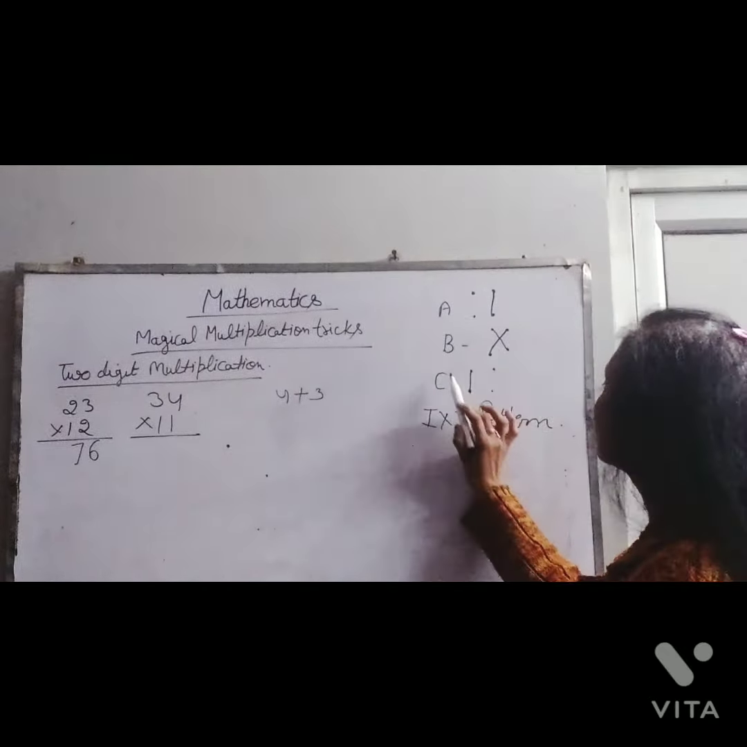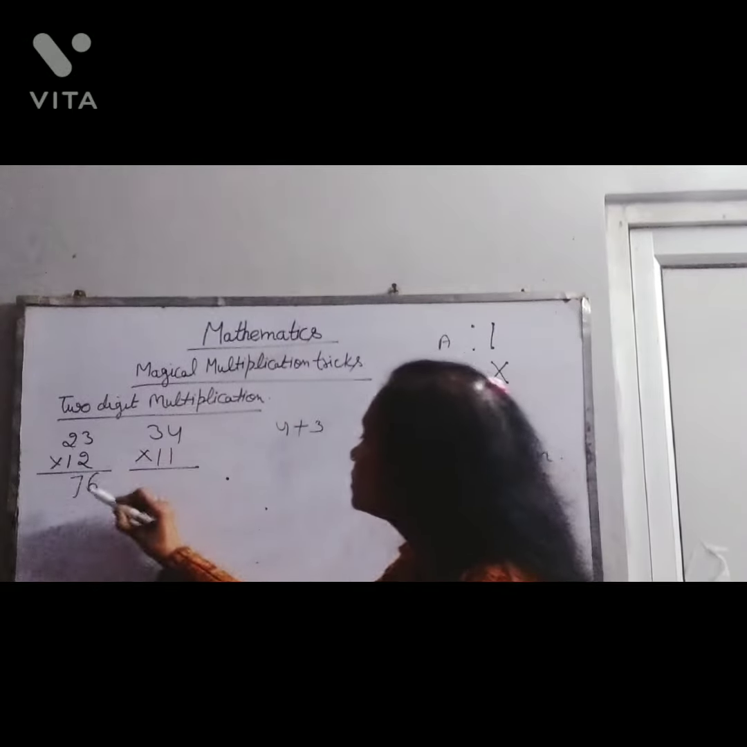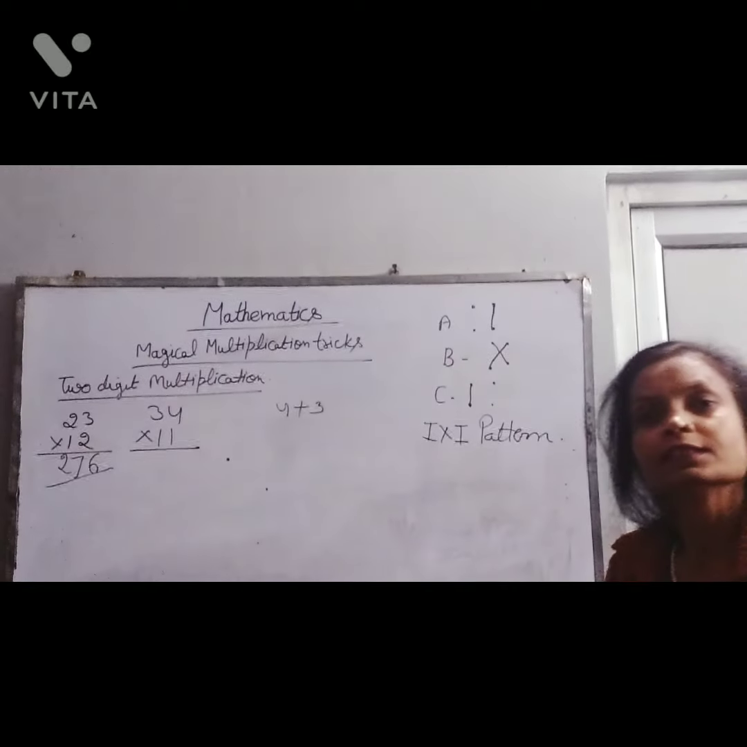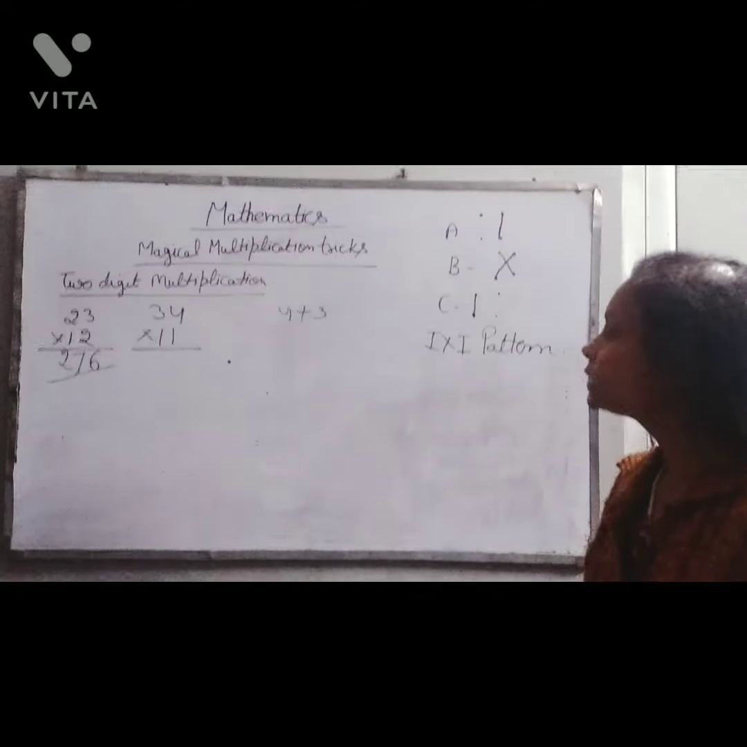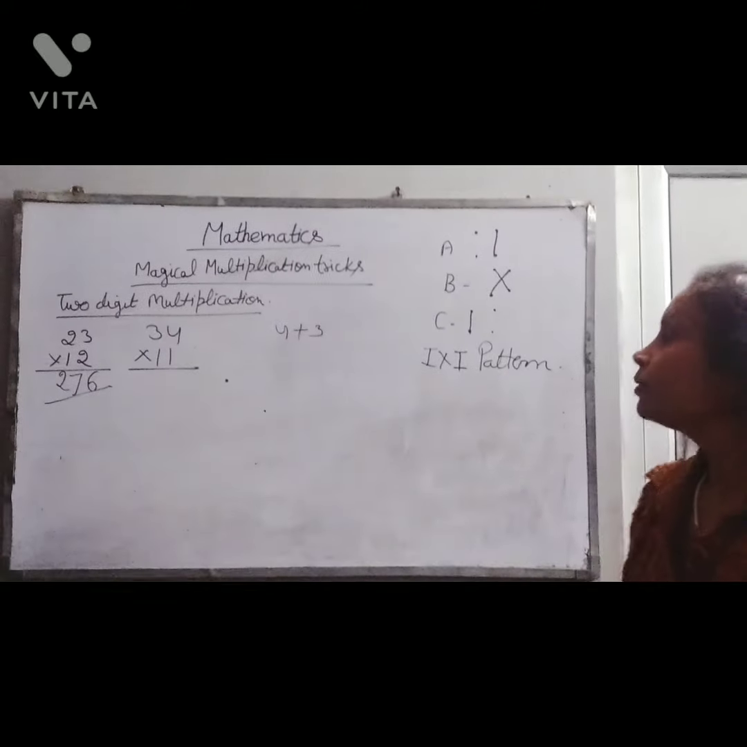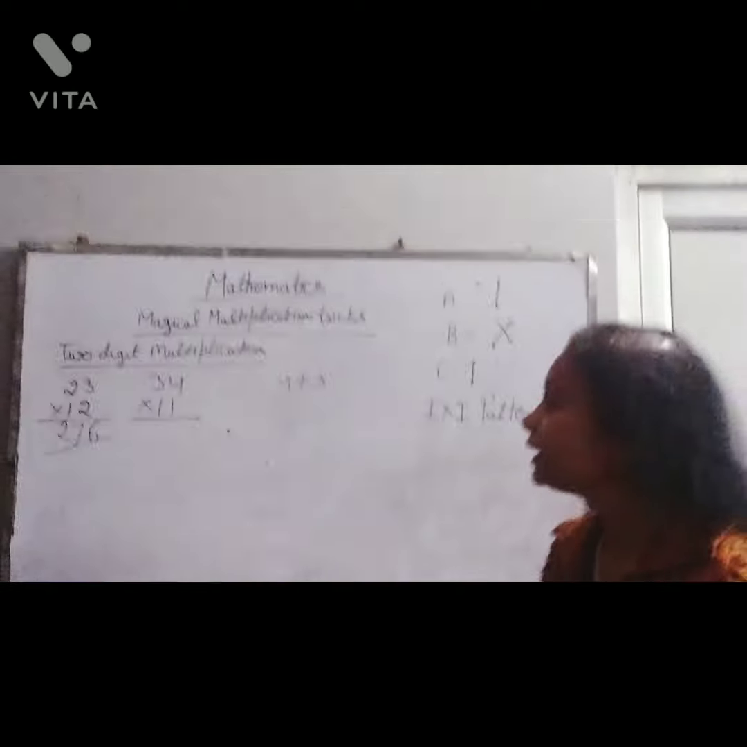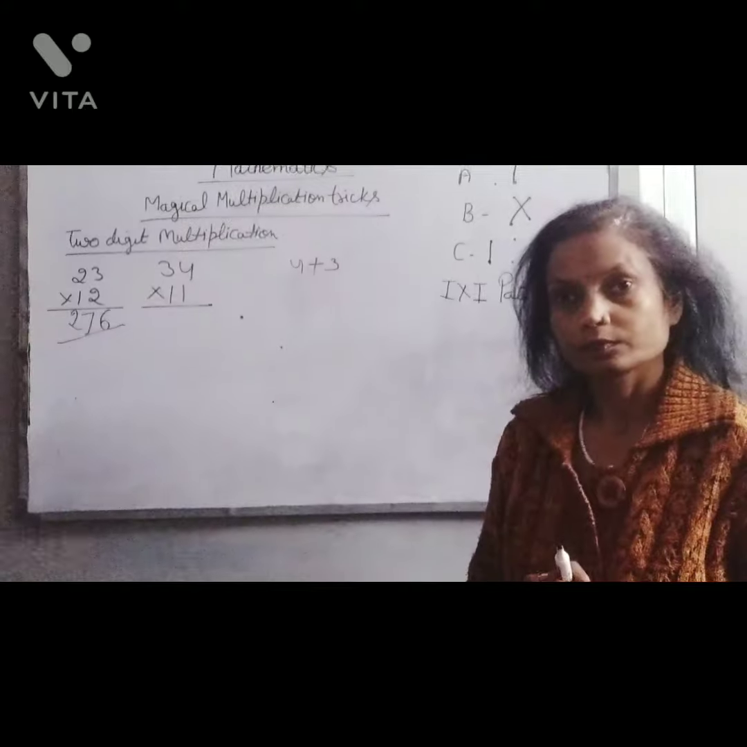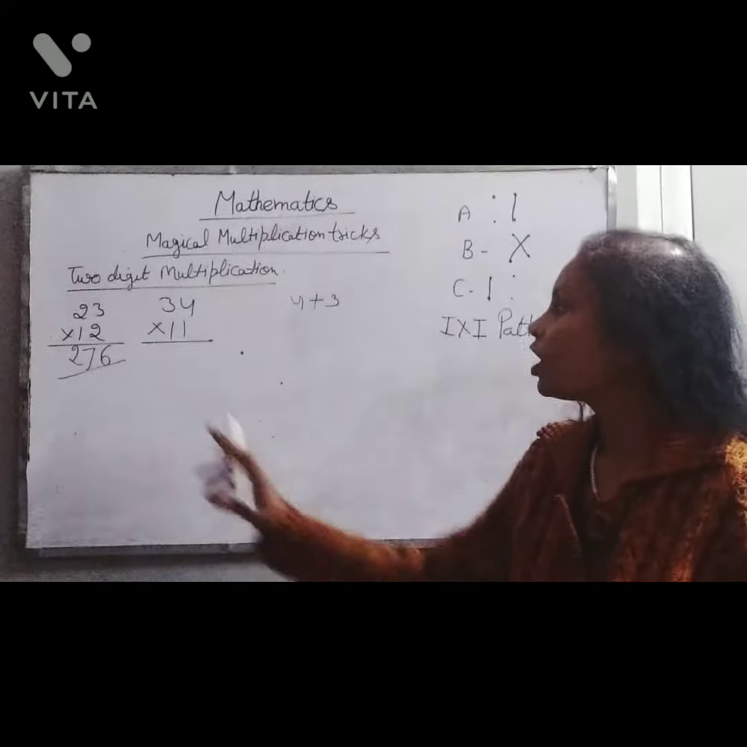Now we will follow the third pattern. In the third pattern, 1 2s are 2. The answer is 276. Have you got it? 276. So students, by this method you can save your time and keep your energy saved. By this method you can do fast calculation.